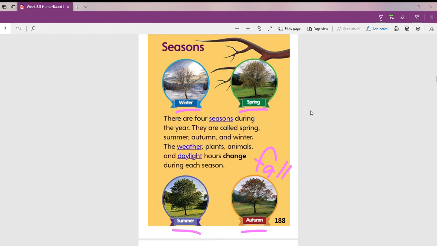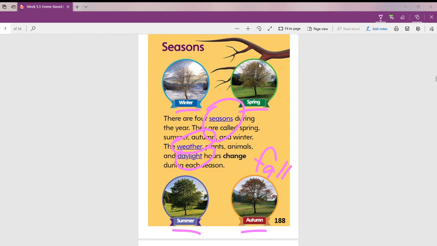Do you see those words underlined in blue, boys and girls? The word seasons, the word weather, and the word daylight. Those are going to be part of your vocabulary words and part of your number 2 activity. What are seasons? We know what seasons are. Look at the trees in each season. Winter, look how that tree looks. It has nothing. It's either frozen or it has snow on it. There are no leaves. It's just brown or gray.